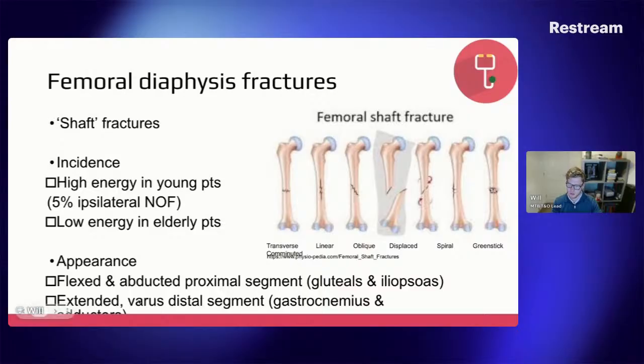And the varus alignment comes from the action of the adductors unopposed by the abductors. So the abductors obviously will focus around the hip, the gluteal muscles, whereas a lot of the adductor insertion is down the medial aspect of the shaft of the femur.